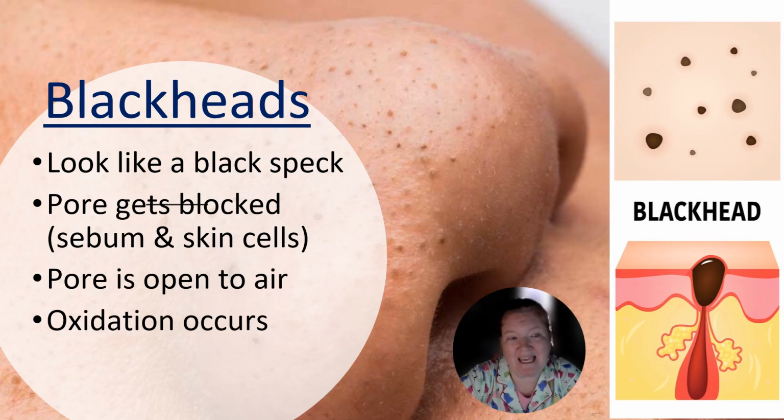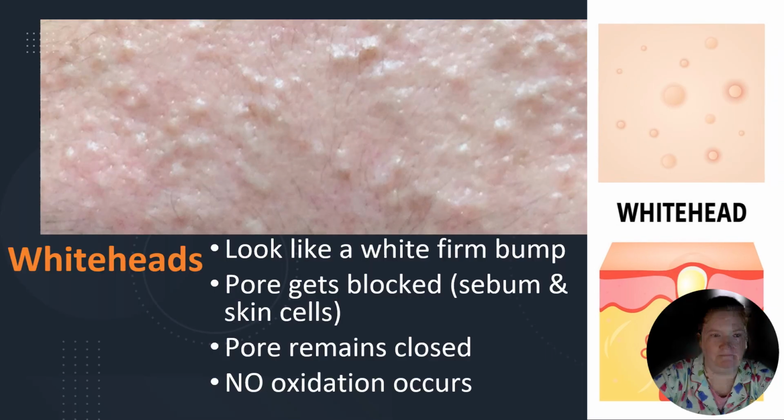So we could have blackheads. Blackheads look like a black spot. So a pore gets blocked. Sebum and skin cells are what typically end up blocking it, but the pore is open to the air, so oxidation occurs. So that sebum gets discolored black. Whitehead, essentially the same thing, except the pore gets blocked with sebum and dead skin, but the pore remains closed. So it's trapped underneath, so no oxidation. So it looks just flesh colored, maybe whitish.